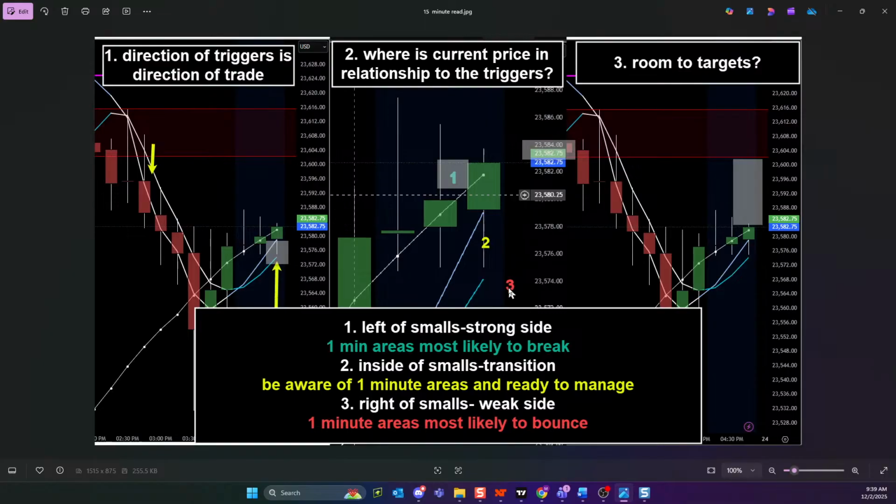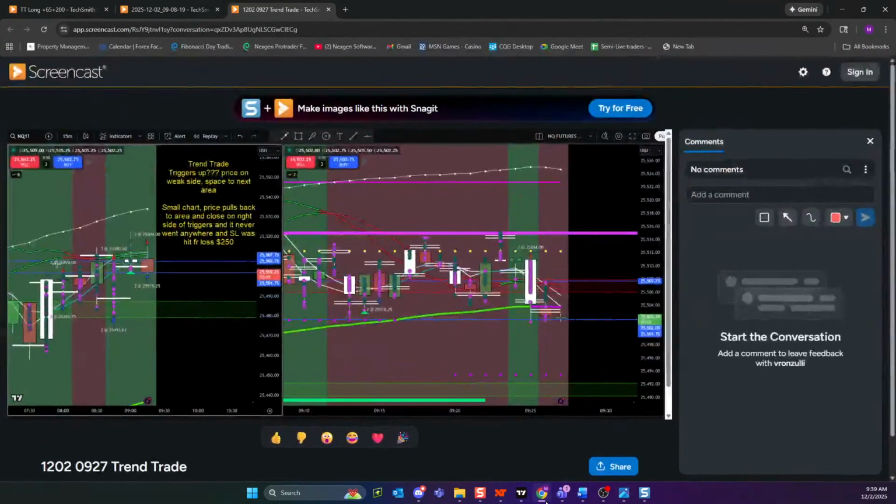Now, if you're to the right side of the triggers, below them in an uptrend, above them in a downtrend, you're on the weak side of the triggers. And from the weak side of the triggers, 1 minute areas are more likely to absolutely eat your lunch. 3 times from the weak side.